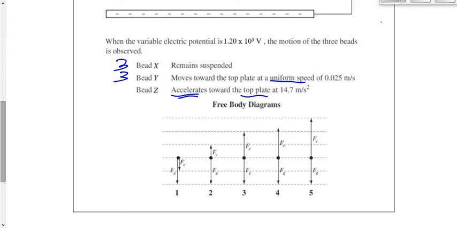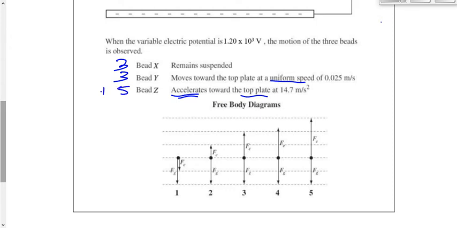Remember we said when we analyze Millikan's oil drop experiment saying Fe equals Fm? That's applicable whenever we have a charged particle that's suspended or traveling at a constant speed. What about the third one? Accelerating toward the top plate at 14.7 meters per second squared. It would be 5.